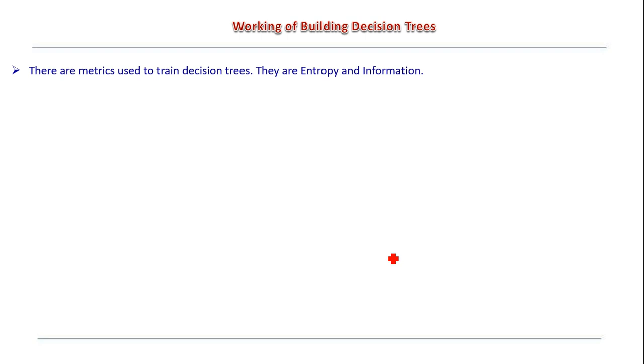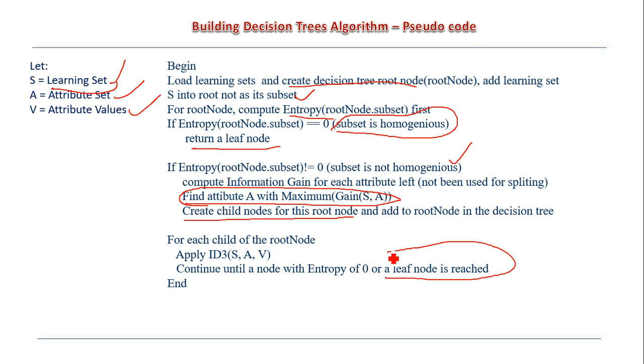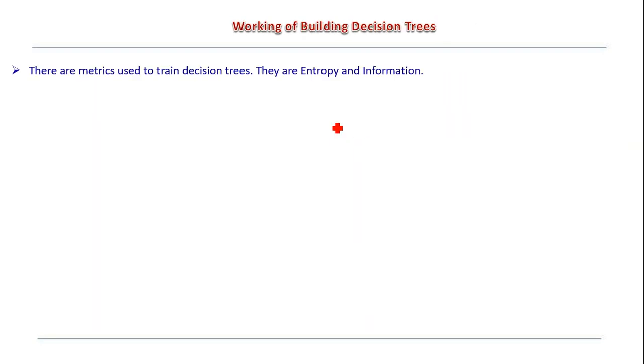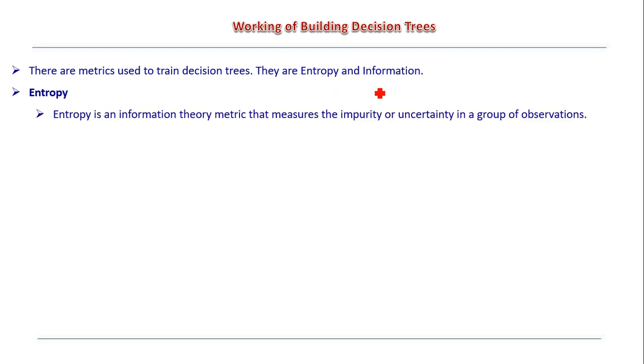See the example, then you can easily understand. These metrics I need to explain because they are very important here: entropy and information gain. They are the metrics used to train a decision tree. What is entropy? Entropy is an information theory metric that measures the impurity or uncertainty in a group of observations. It determines how a decision tree chooses to split data.